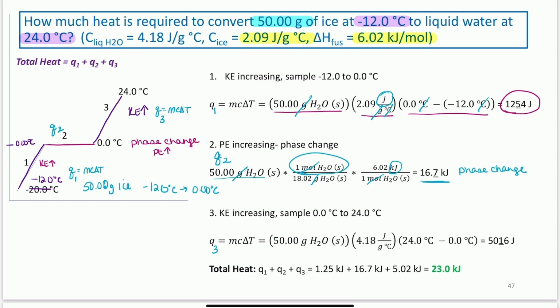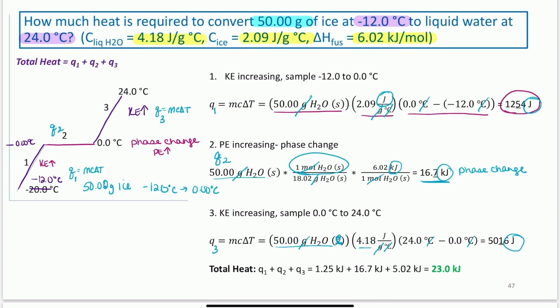Then Q3, I've got 50 grams of water again. This time it's actually liquid phase. Too much copying and pasting. I'm going to use now the specific heat of water, not ice, 4.18 joules per gram degree C. And I'm heating this up to 24 degrees C, so 24 minus 0 degrees C gives me 5,016 joules, underline my sig figs. But note, joules, kilojoules, and joules. You got to be careful here.